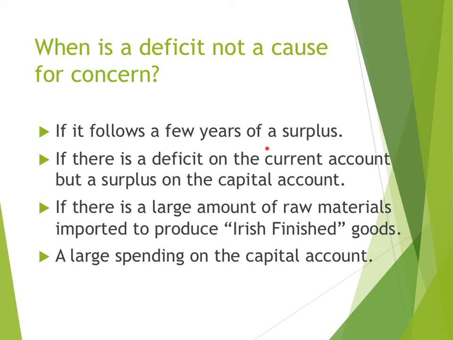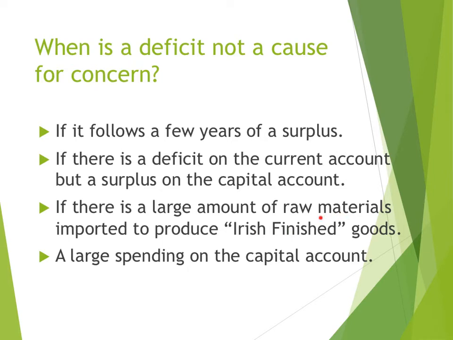First of all, if it follows a few years of a surplus, then it's not something that's becoming a trend. It may be just a once-off. If there is a deficit on the current account but a surplus on the capital account, so let's say for example in a particular year the government had to allocate more money to education, because there's just a higher number in the age group going into education that year. Well, then that may cause a deficit on the current account, but we still have a surplus in the capital account because there haven't been major one-off payments.